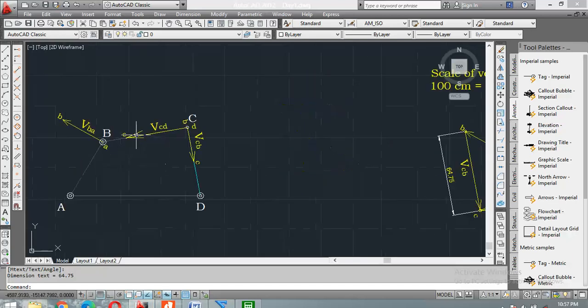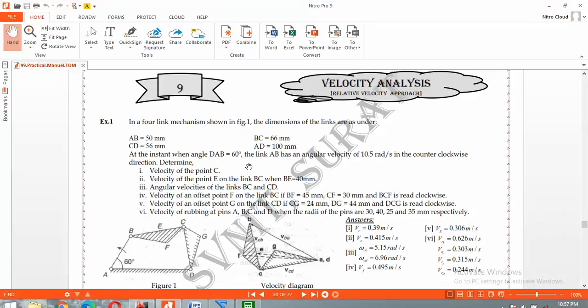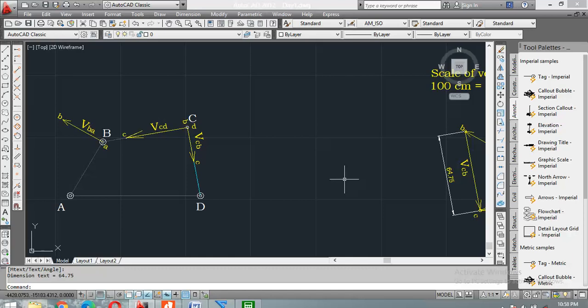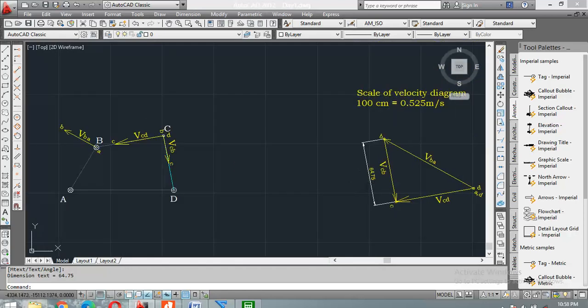CB distance is the length of the CB link, and the dimension of the BC link is given, that is 66 millimeter. So that should be equal to 66 millimeter. But there is one point left. If you use this equation, your velocity must be in meter per second. But here 64.75 is in centimeters. So how will you convert it into meter per second?